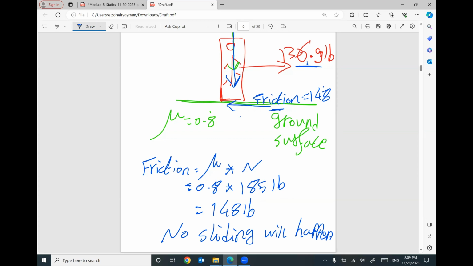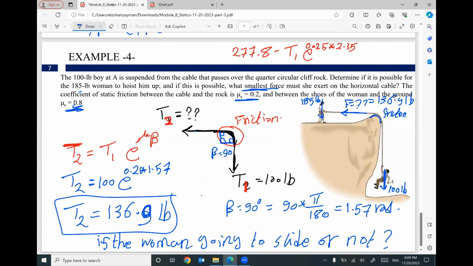That makes sense? So this woman will apply a force in this cable equal 136.9 to hold this person at this position. This is the minimum force. And this force will not push this woman to slide, because the friction between the woman and the ground surface will be 148 pounds, which is greater than the applied force, 136.9, so no sliding. Does that make sense?